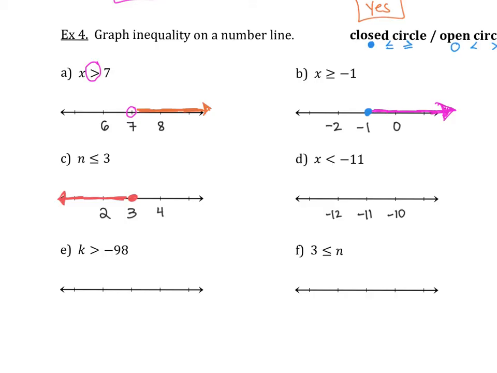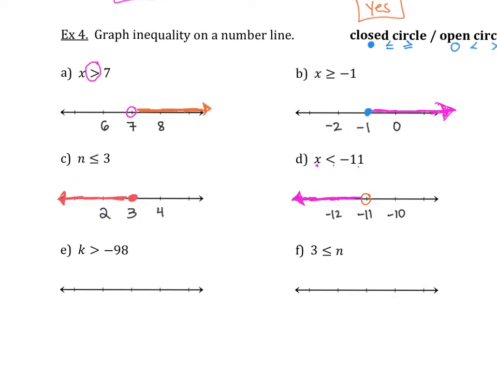Let me think about if this is open or closed. This symbol tells me it's open. So at -11, I'm going to make an open circle. What does it say? Shade the values that are less than -11, so lower than -11. I'm going to go this way.